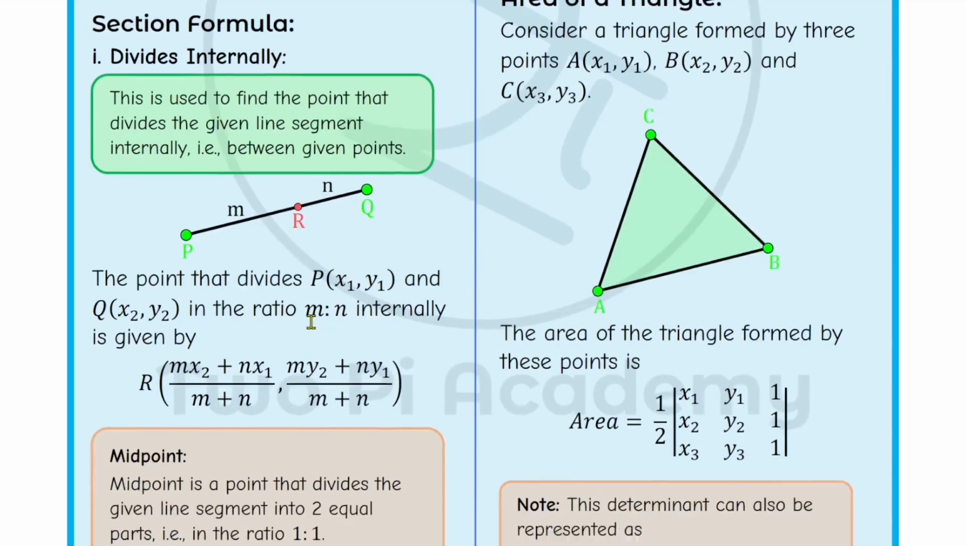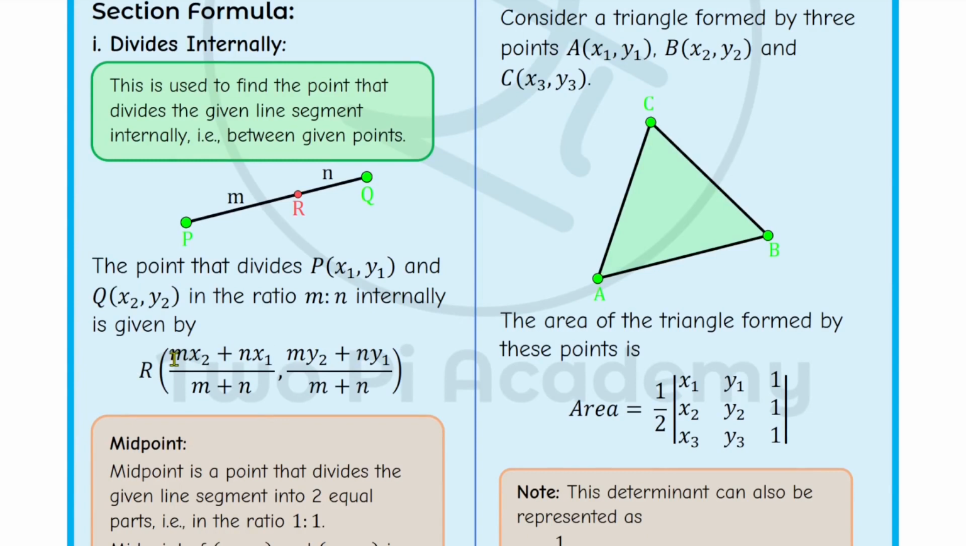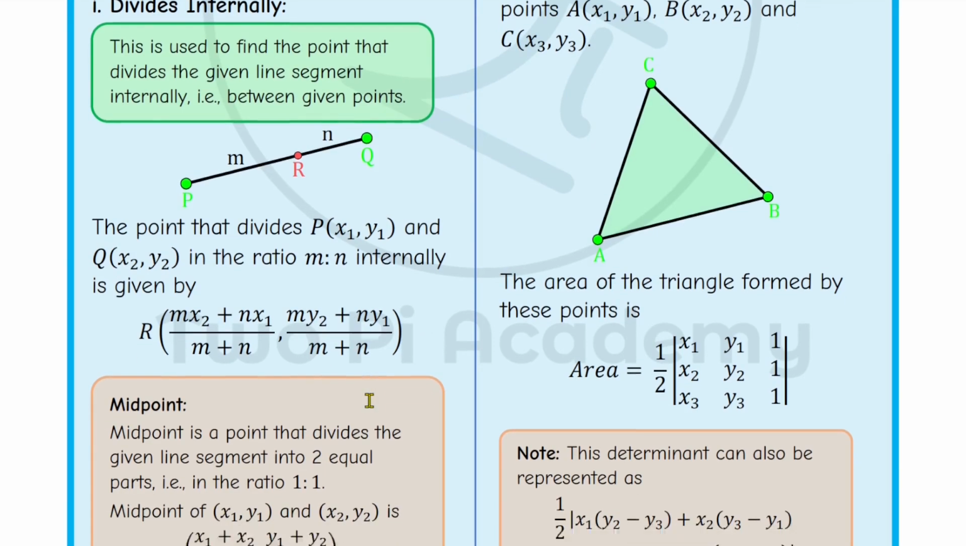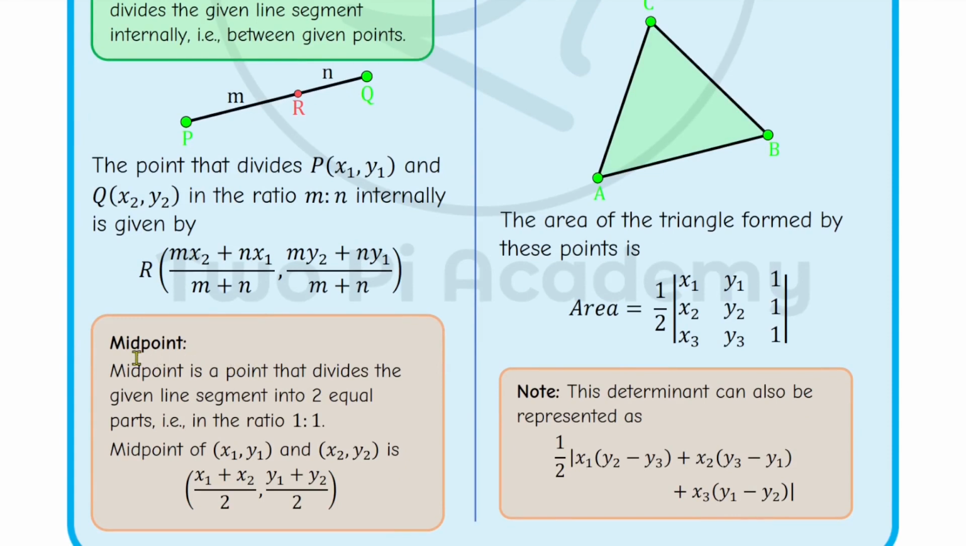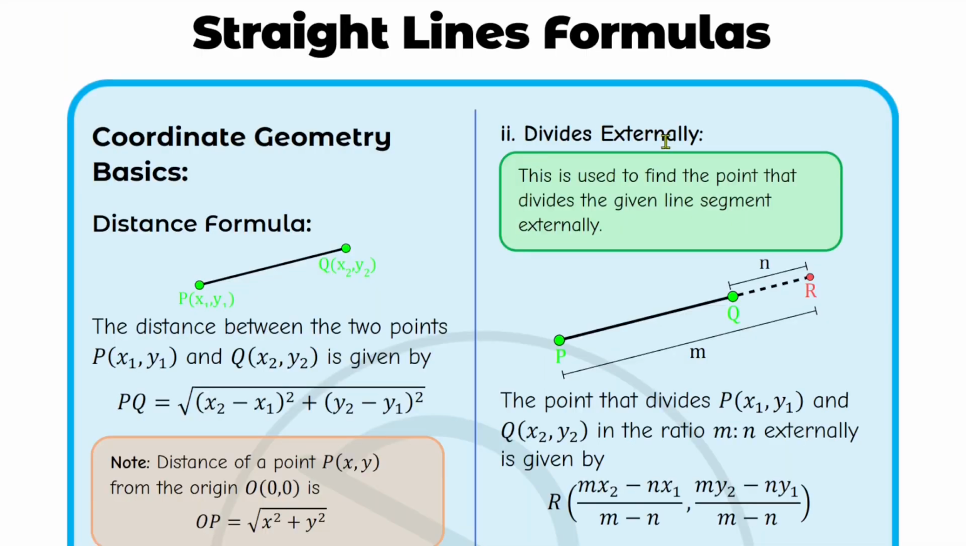In that case, we have the coordinates of R as (mx2 plus nx1) by (m plus n) and (my2 plus ny1) by (m plus n). And one special case of dividing internally is the midpoint, which is a point that divides the given line segment into two equal parts. That is in the ratio 1:1. And the midpoint of (x1, y1) and (x2, y2) is given by (x1 plus x2) by 2 and (y1 plus y2) by 2. And then we have dividing externally.